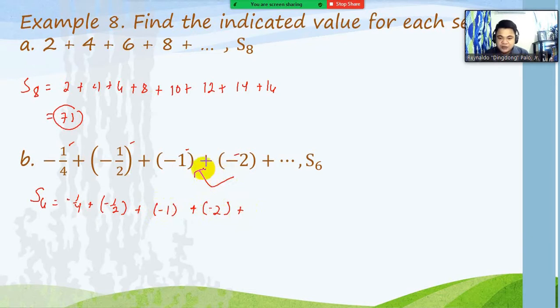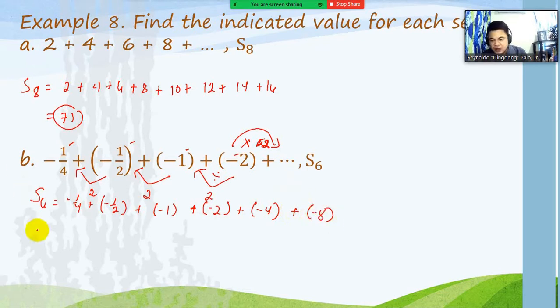So negative 2 divided by negative 1 is 2. Negative 1 divided by negative 1/2 is 2. And negative 1/2 divided by negative 1/4 is also 2. So to get the next terms, we have to multiply by positive 2, which is the common ratio. So negative 2 times positive 2 is negative 4. Then lastly, negative 4 times positive 2 is negative 8.